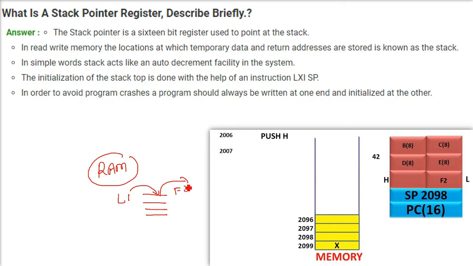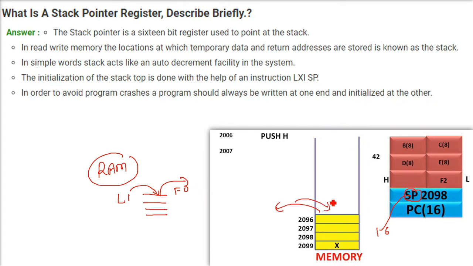This is called stack. This SP, what you see here, is a 16-bit register. It is used to point to, or indicates, the stack. In read-write memory, that is the RAM, the location at which the temporary data and return addresses are stored is known as stack, because we need a place to store return addresses. You can say that the stack acts like an auto decrement facility for the microprocessor.